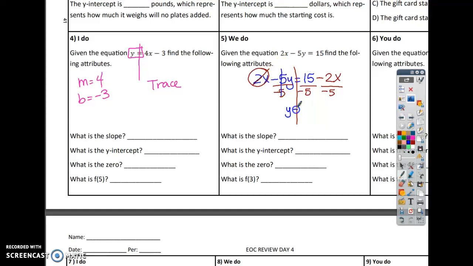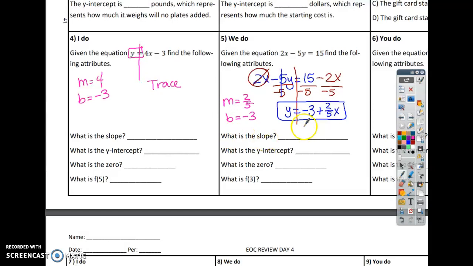So that gives me y equals 15 divided by -5, in the calculator gives you -3. And -2 divided by -5 in the calculator, math enter, gives you a positive 2/5 x. Okay? So now I know that my slope is the number next to the x, so my slope is 2/5. And my b, my y-intercept, is the one without the x, that's -3. And you can fill it in right here as well.